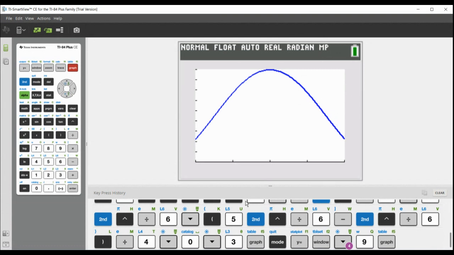So what I've done here is I've actually drawn this 3 times the sine of theta quantity squared function, which is 9 times the sine squared of theta. I've drawn it from pi over 6 to 5 pi over 6, that's 30 degrees to 150 degrees. 90 degrees is right in the middle, and you can see that this function is symmetric about 90 degrees.